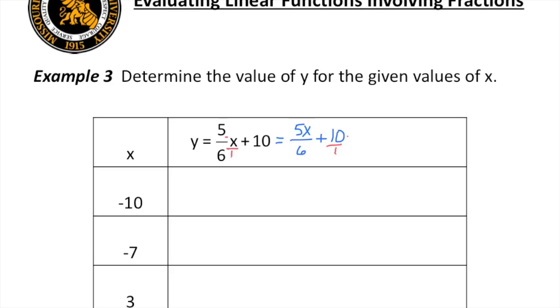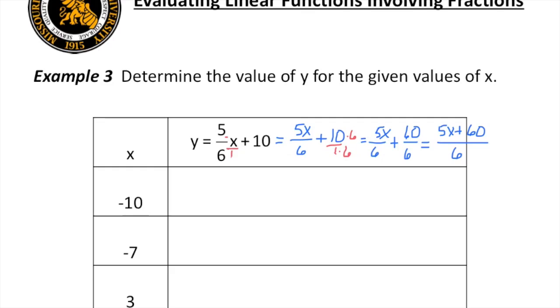So we multiply our numerator and denominator in our second term by 6 in order to get 5x over 6 plus 60 over 6. Now we have a common denominator, and we can add our numerators, 5x plus 60, and place that over a single denominator of 6.